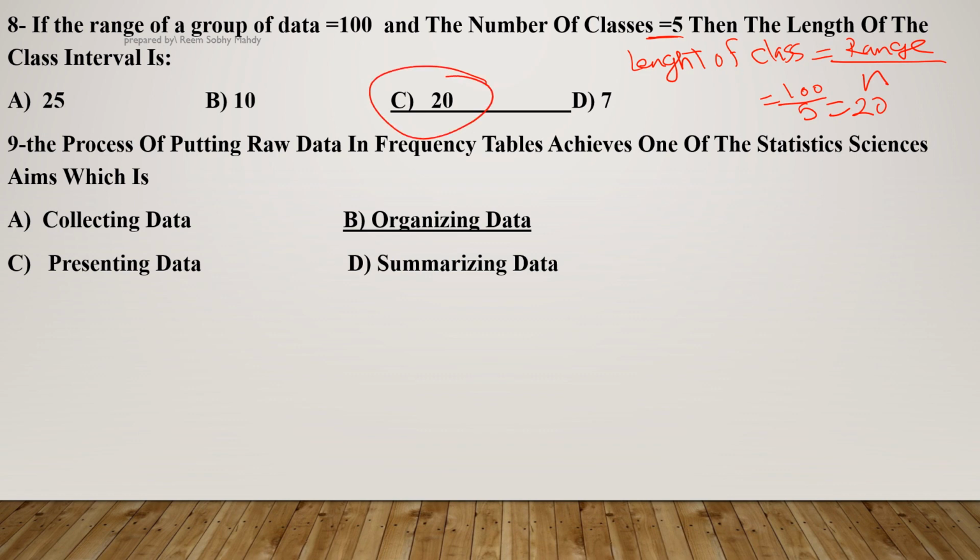The process of putting raw data in frequency tables achieves one of the statistics science aims, which are collecting data, organizing data, presenting data, summarizing data. Frequency table is for organizing data, so the correct answer is B.